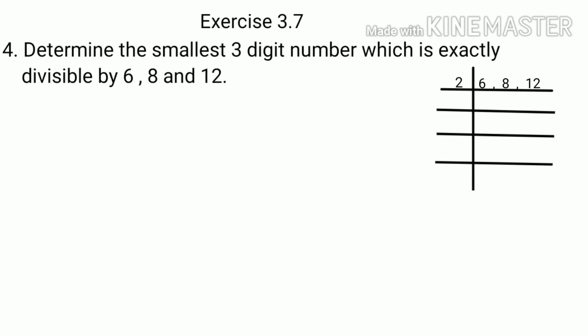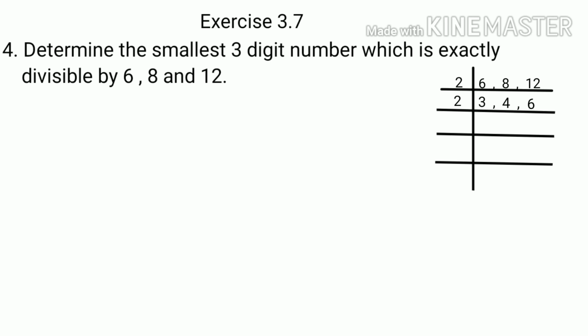When we divide 6 by 2, we get 3. When we divide 8 by 2, we get 4. And when we divide 12 by 2, we get 6. Now again we will find a smallest prime number which can divide at least one of the numbers exactly. So we can use 2 again.